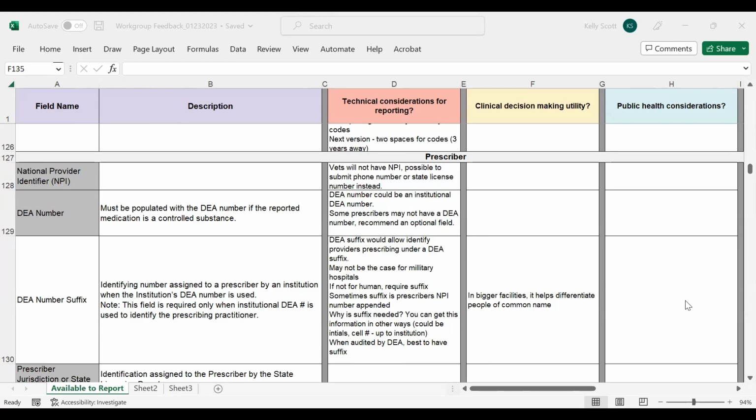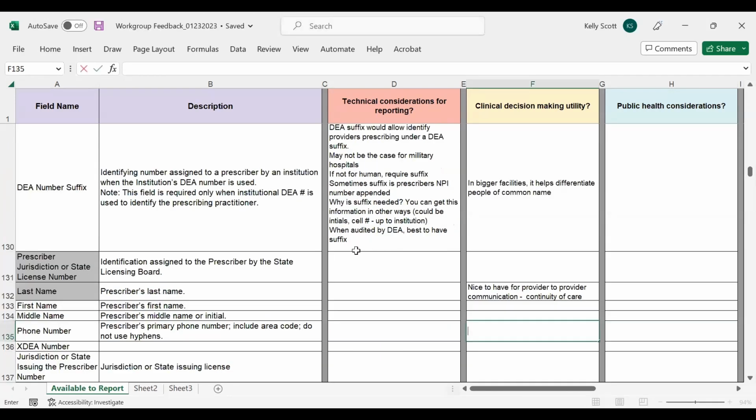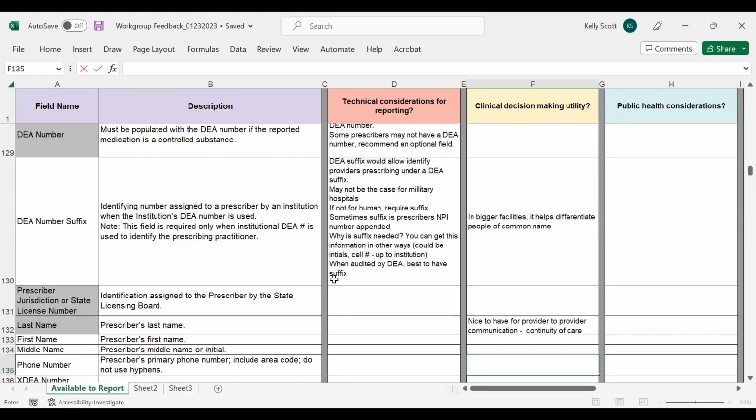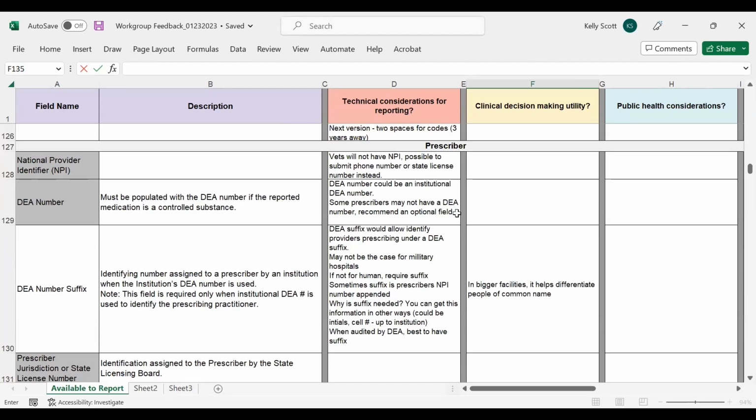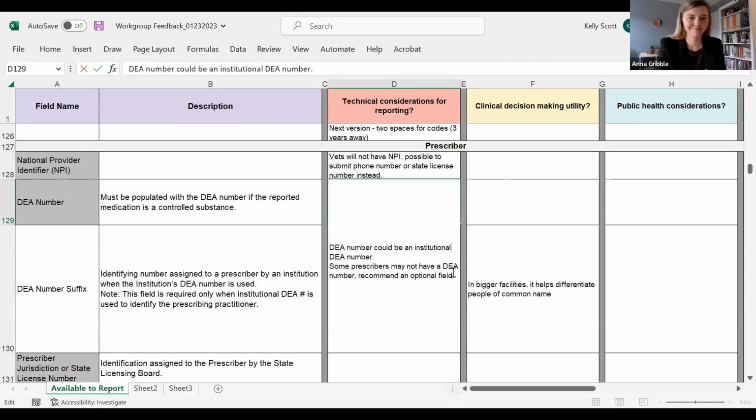Anna, this is Kevin. Going to the XDEA number, you're probably aware that there was a recent ruling, a change on that, so you may not be getting that one in the near future. Thank you for the reminder, Kevin.